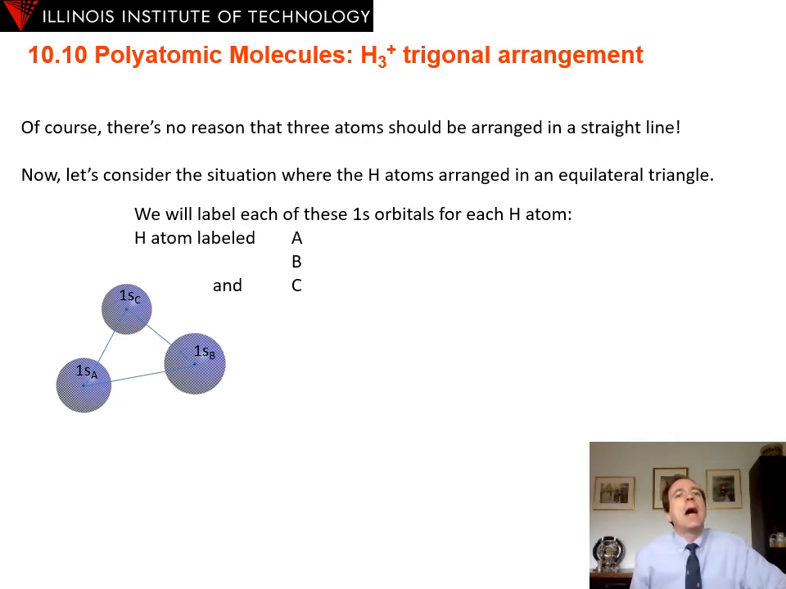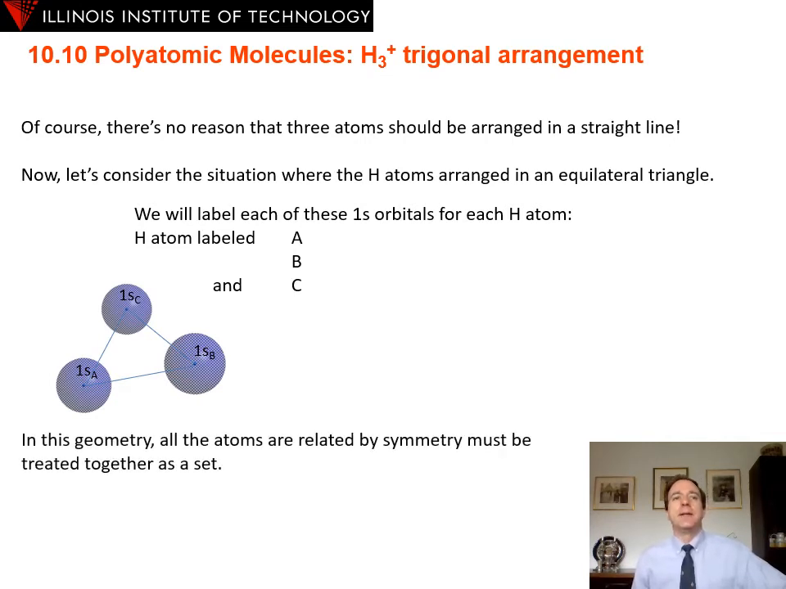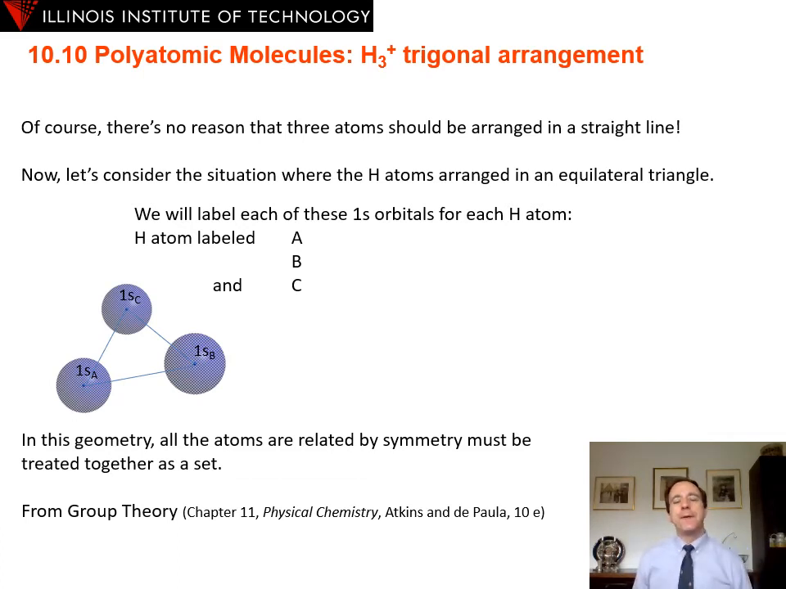And now we want to see how this orientation will build molecular orbitals. We're going to get three molecular orbitals, and we'll have to see what kind of bonding and anti-bonding we get here. So in this geometry, all the atoms are related by symmetry, and so we're going to treat them as a set. Now from group theory, which is covered in chapter 11 of our physical chemistry textbook, which we're not covering this semester, it's something that you'll take in inorganic chemistry instead.